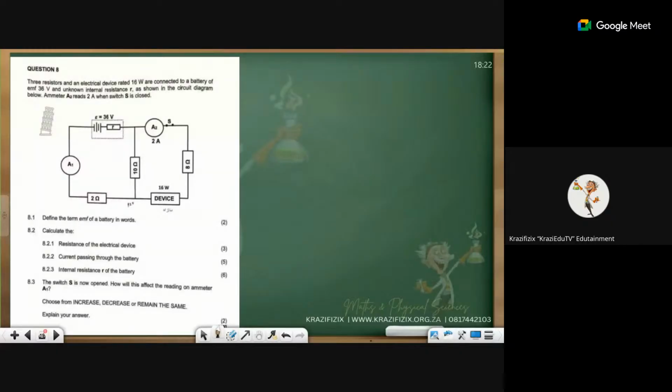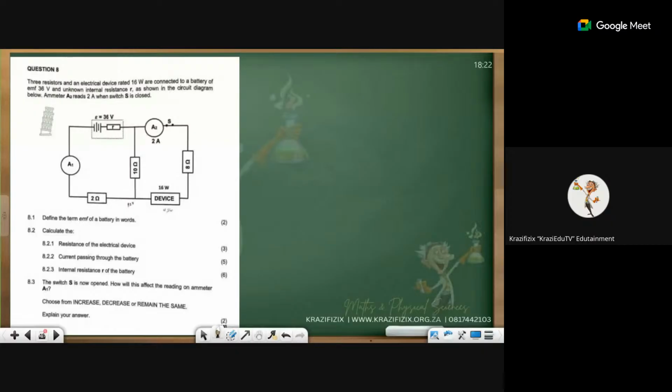Three resistors and an electrical device of 16 watts are connected to a battery of 36 volts and an unknown internal resistance as shown. Ammeter A2 reads 2 A when the switch is closed. You know what I would do, like I did earlier on? Just get my pencil. What do you think we should do? Trace the flow of current.